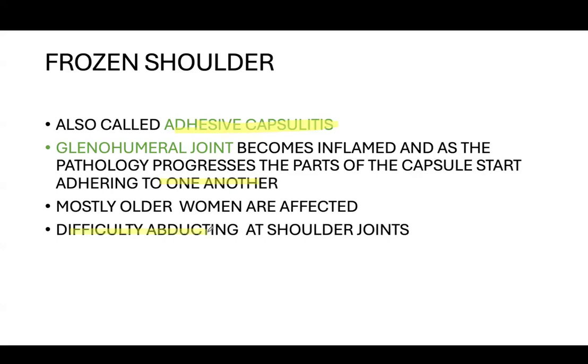So you'd have difficulty abducting again at the shoulder joint. But it would be different from a supraspinatus injury because in supraspinatus you have difficulty abducting the initial 0 to 15 degrees, whereas here there is difficulty abducting at anything.